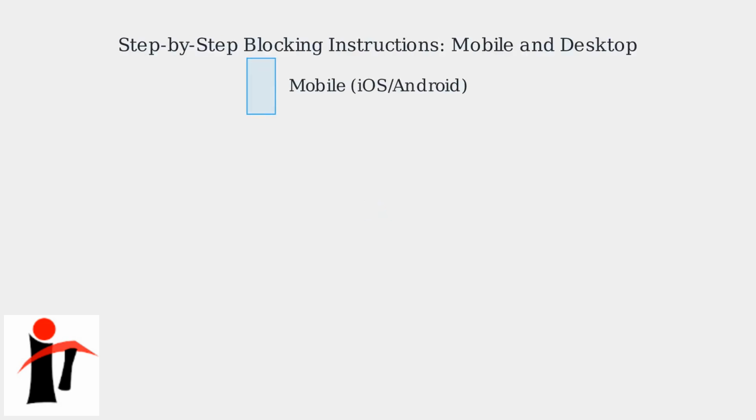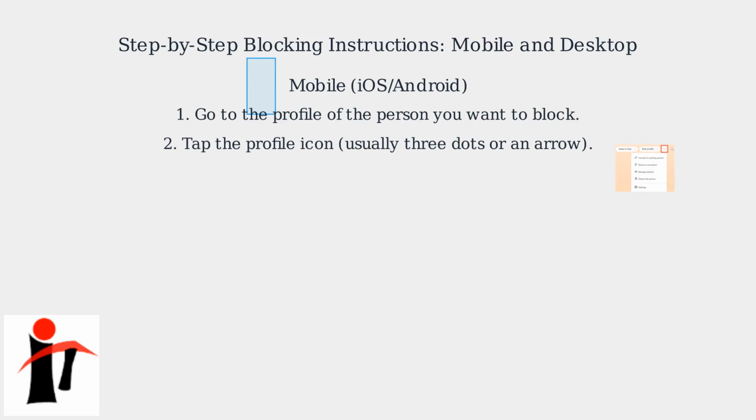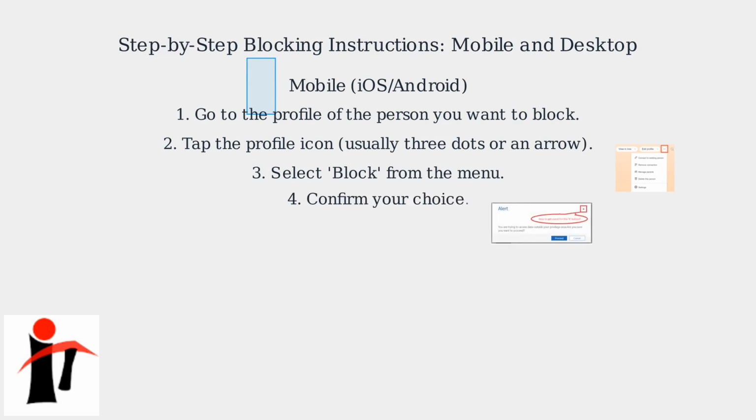For mobile devices running iOS or Android, here's how to block someone on X. First, navigate to the profile of the person you want to block. Tap the profile icon, which is typically 3 dots or an arrow located on their profile page. From the menu that appears, select the block option. Confirm your choice when prompted by the alert dialog.